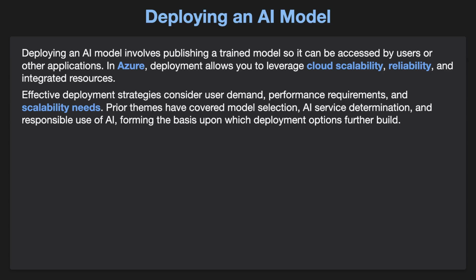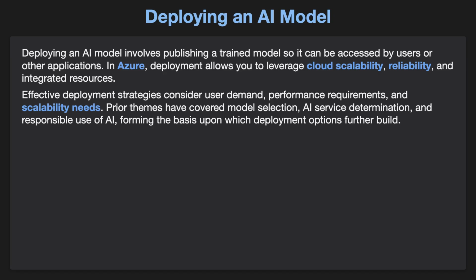Deploying an AI model involves publishing a trained model so it can be accessed by users or other applications. In Azure, deployment allows you to leverage cloud scalability, reliability, and integrated resources. Effective deployment strategies consider user demand, performance requirements, and scalability needs.